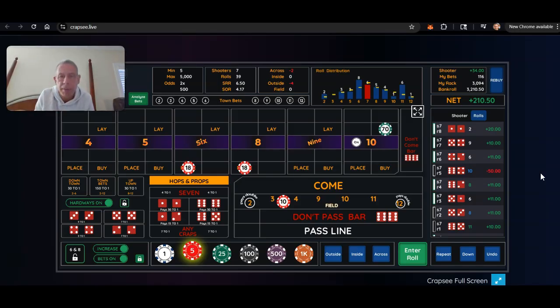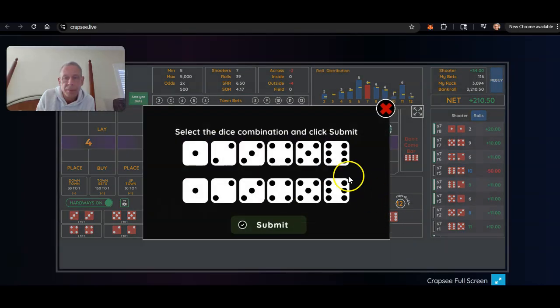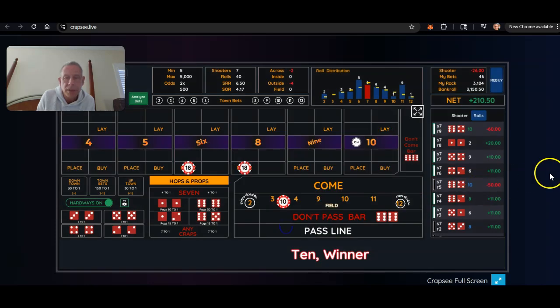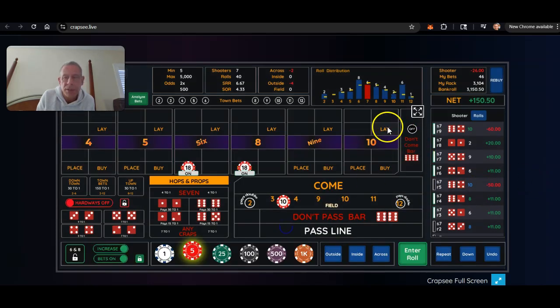Oh, guess what happened? We got nailed again on the 10. And that's going to happen sometimes. You made 10 here, but you lost 70 here. So you lost 60. So that hurt. Okay. No big deal. We're still killing it right now. So let's see how this thing plays out.